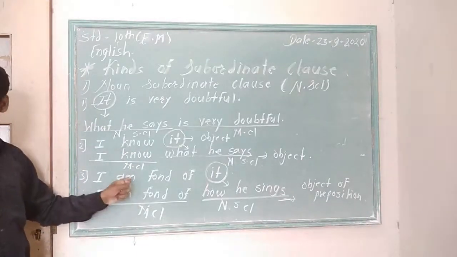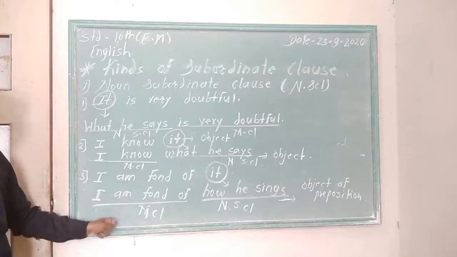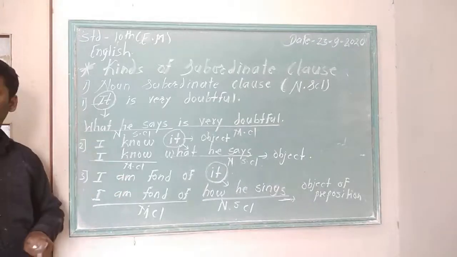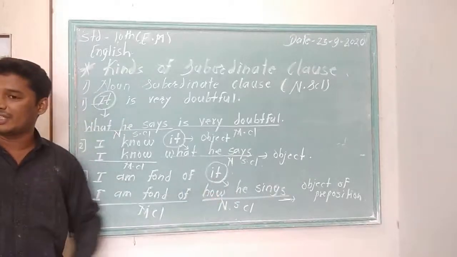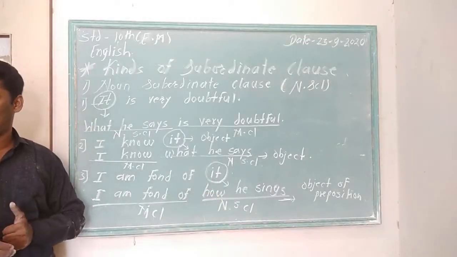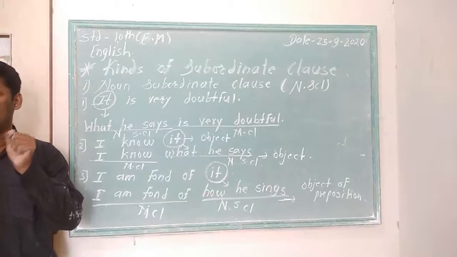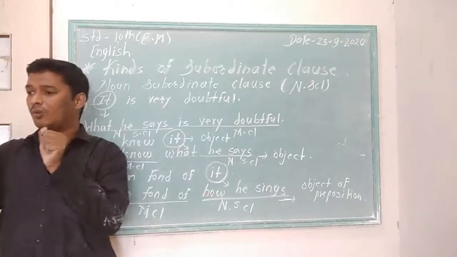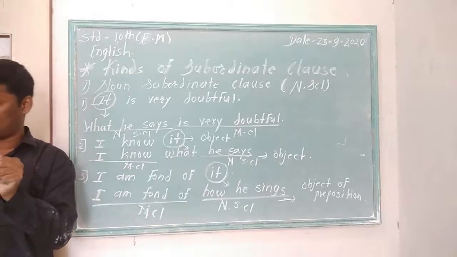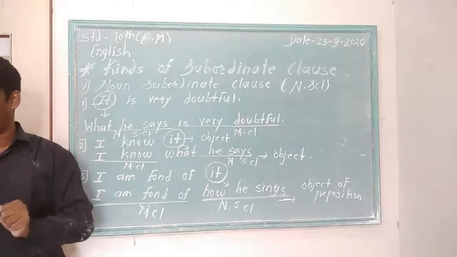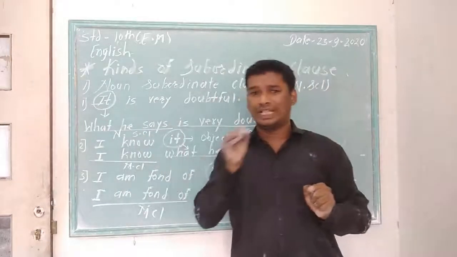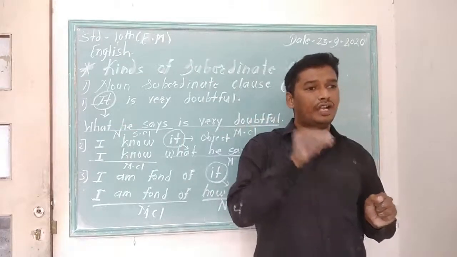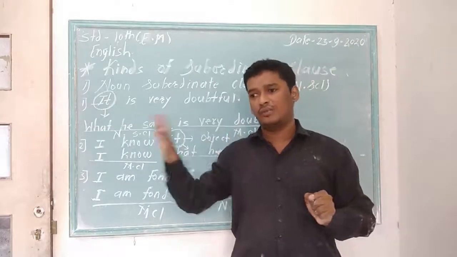Let's confirm by asking a question to main clause by what. What do you find of? How he sings. We get this part as answer, so that is noun subordinate clause. You just know that if the subordinate clause would be at the place of noun, then that would be noun subordinate clause. After getting the proper meaning of the whole sentence, you can easily identify that noun subordinate clause.